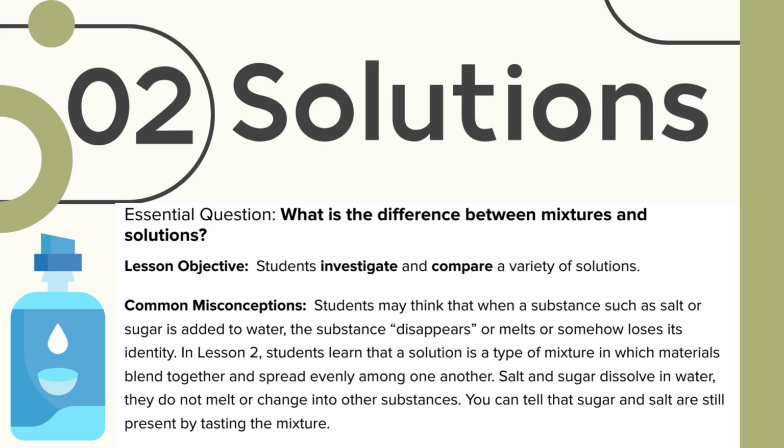Moving on to Lesson 2, Solutions, is where students will compare and contrast mixtures and solutions. A solution is a special type of mixture where one substance dissolves into another, like salt in water. Many students think the salt or sugar will disappear or melt into the water, but really, those substances are still there. You just can't see them. In this lesson, students observe how materials dissolve, how they spread evenly, and how you can still tell they are present by tasting or other observations.